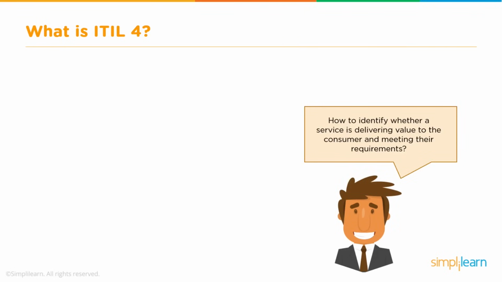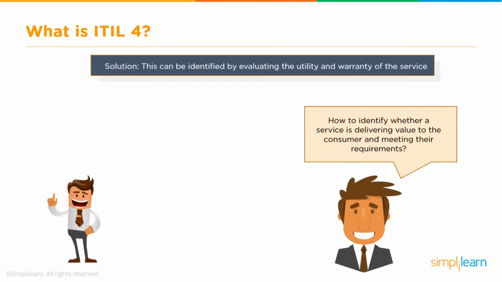Now what is ITIL 4? ITIL 4 asks: how do we identify whether a service is delivering value to the customer and meeting their requirements? Solution: this can be identified by evaluating the utility and warranty. Now it is very essential to understand what utility and warranty are.